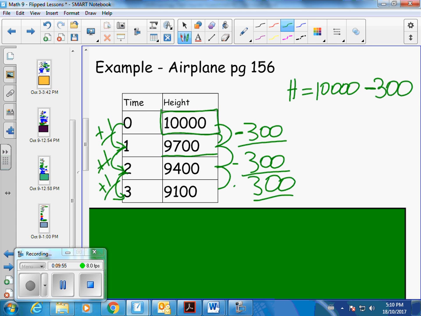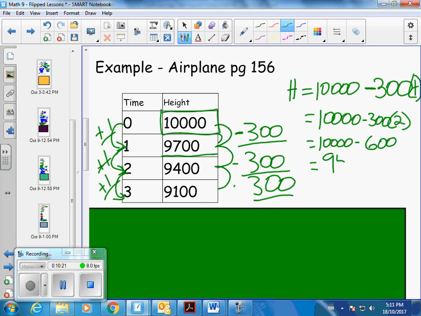But I know that it's not just going down 300. I'm not stopping at 9,700. I know that every time I go down a minute, I go down another 300. So I need to put my variable for my time in there. I'm going to go ahead and try this one out. 10,000 minus 300 times 2 is 10,000 minus 600, which equals 9,400. So if I look over my table of values for number 2, my height is 9,400.